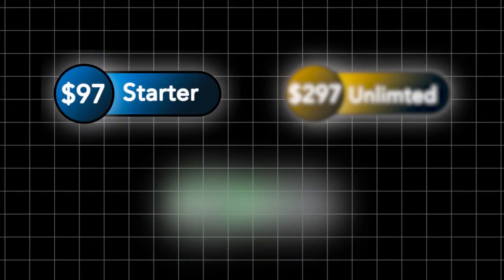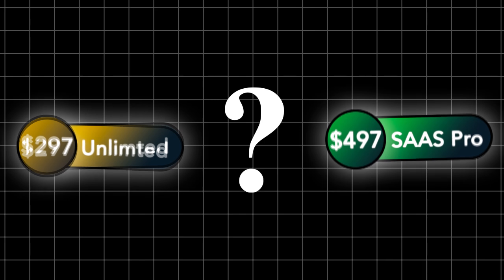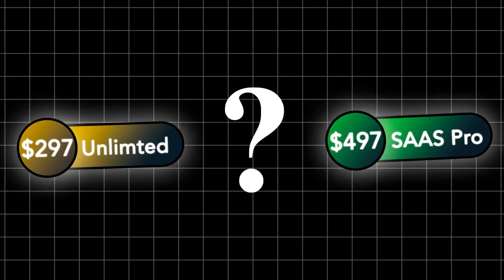Now, GoHighLevel offers three main subscription packages: Starter, Unlimited, and SaaS Pro. While new users might find it pretty easy to differentiate the Starter plan from the other two plans, the real challenge often lies in choosing between the Unlimited and SaaS Pro packages. But there are key features in the SaaS Pro plan that set it apart from the Unlimited plan. Let's start with the Starter plan.